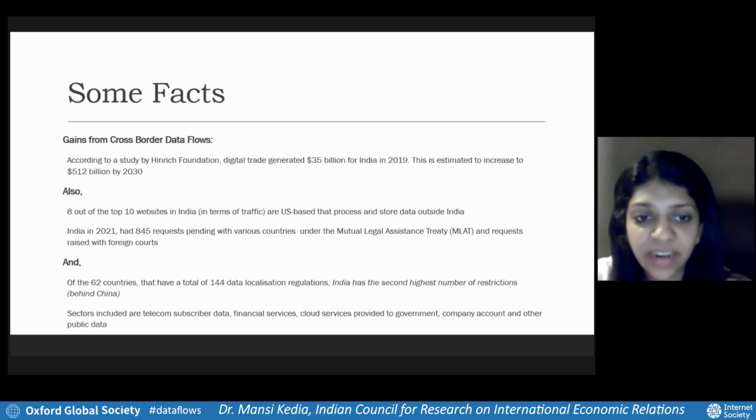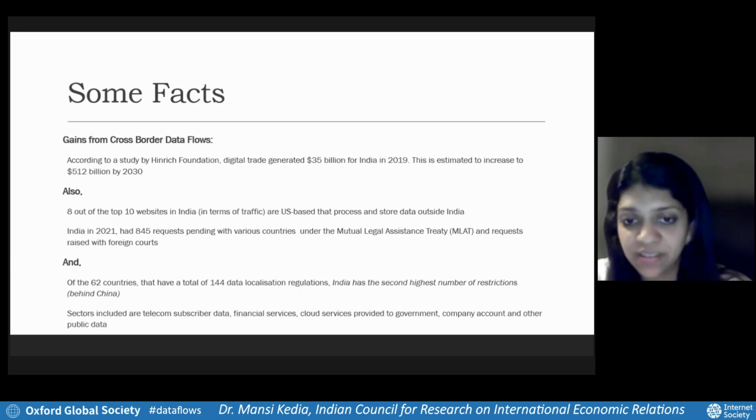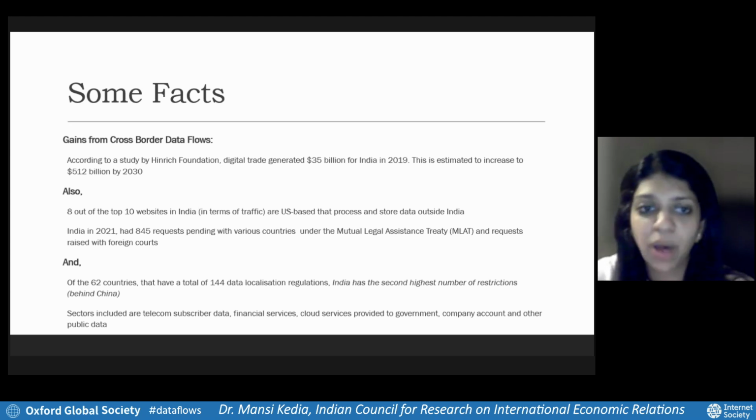And in India, the sectors that see data localization regulations are largely related to telecom subscriber data, financial services quite extensively, cloud services provided to the government, company accounts, and other forms of public data that are collected by the government.